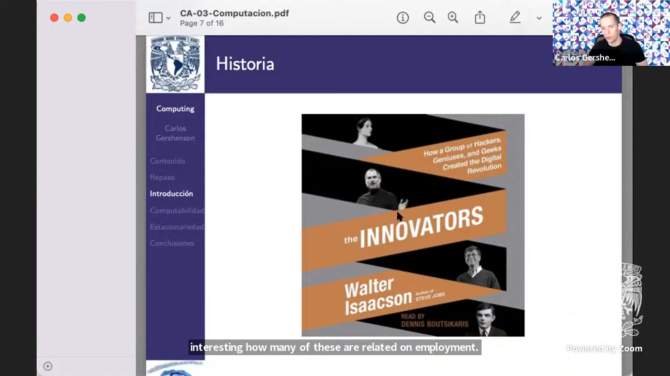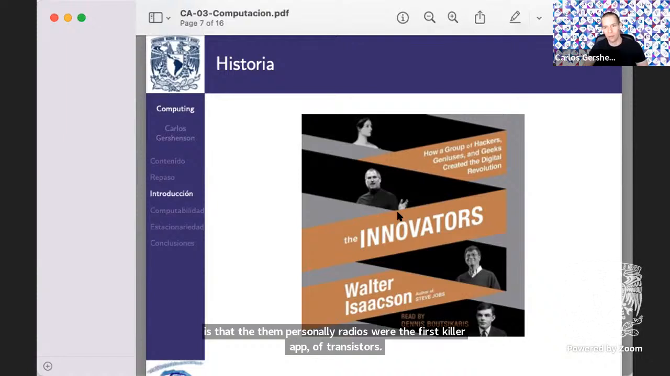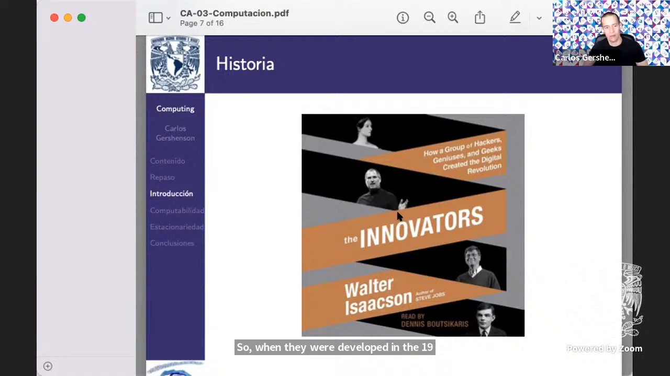For example, one of the things I learned in this book is that the personal radios were the first killer app of transistors. So when they were developed in the 1950s, let's say, like, okay, we don't need vacuum tubes anymore for computers, but where do we sell them? Because there was no market for computers. There was a market for radios. Many people already had radios. It was a whole industry.